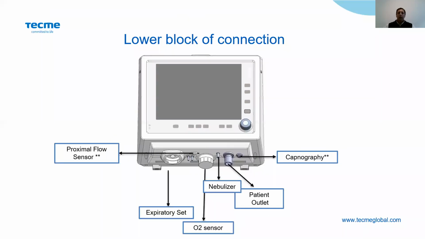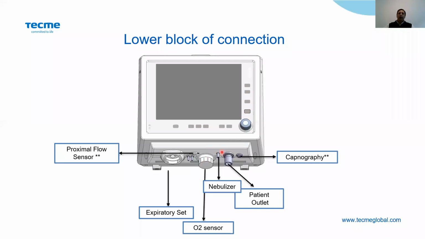In the lower block of connections, we will find different connections. The standard for all machines is the patient outlet. Here we are going to connect the inspiratory limb in order to provide the inspiration through this port to the patient. Then we have the expiratory set, where we are going to connect the exhalation valve and the expiratory flow sensor. We have also as a standard the oxygen sensor that is integrated below this cap.